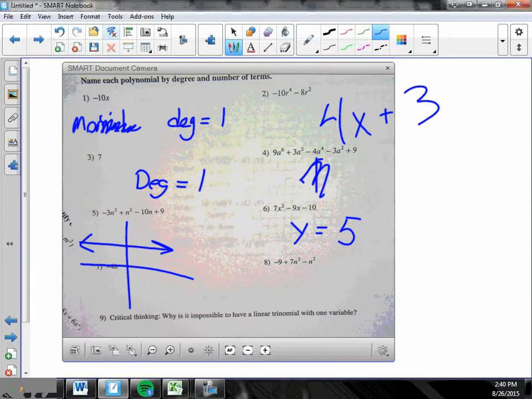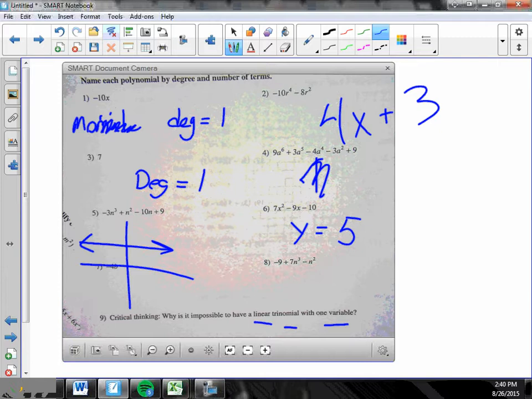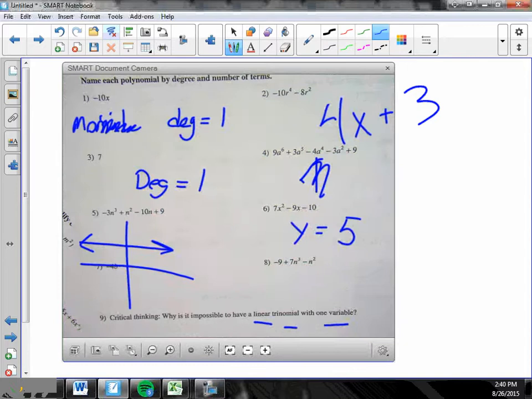So why is it impossible to have a linear trinomial with one variable? It has to have 3 terms. Why can I not make this 3 terms?